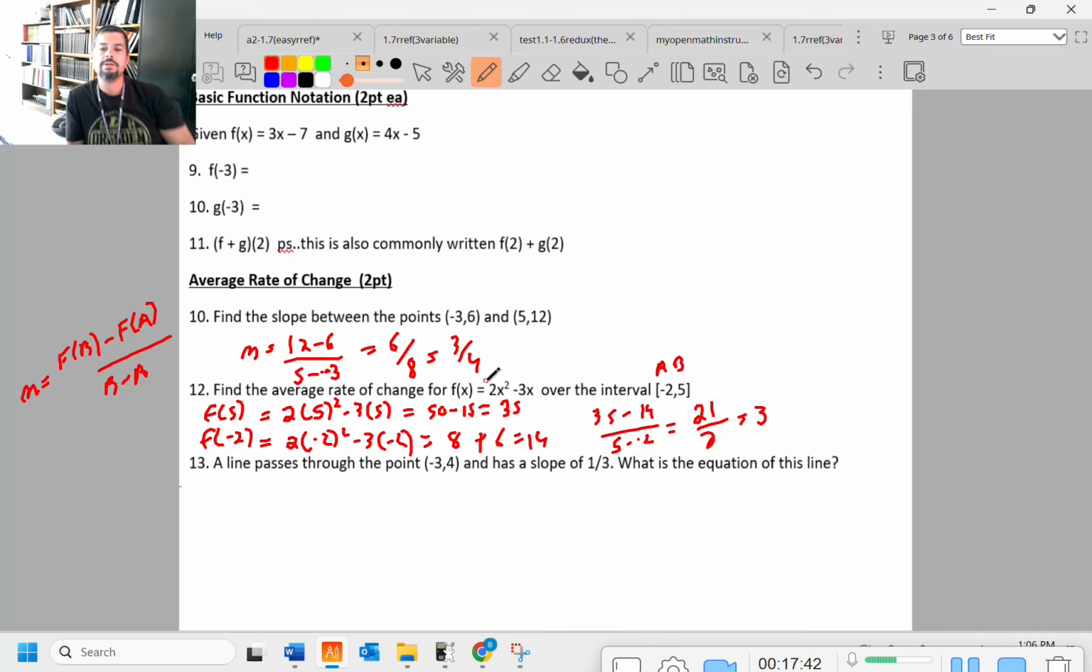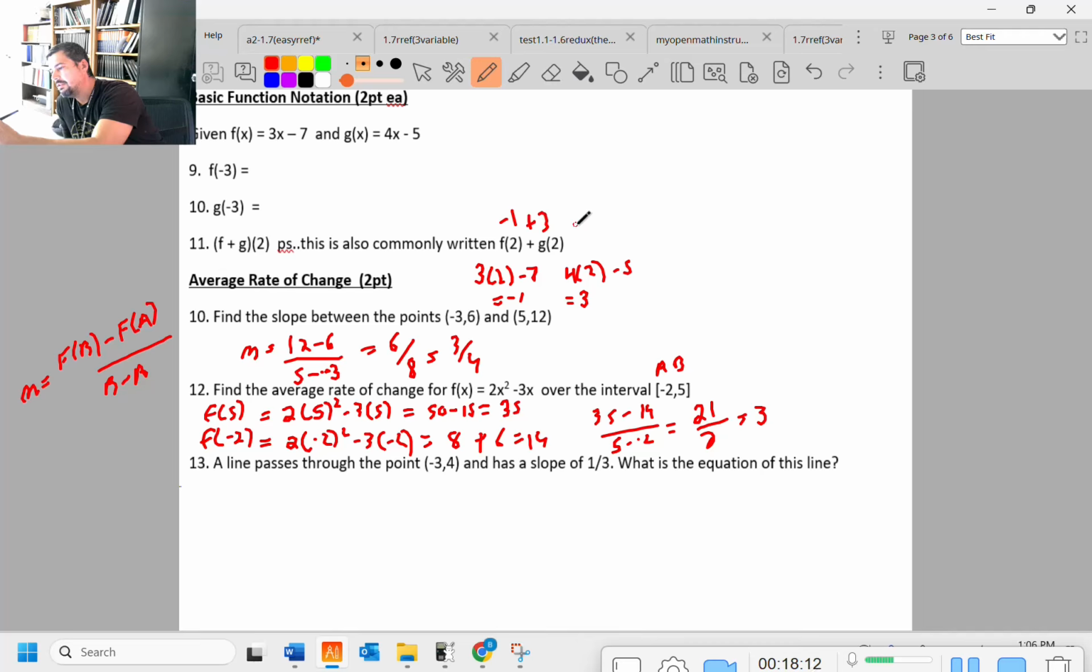Working backwards, on 11 you're supposed to find f plus g of 2. It's also commonly written as f of 2 plus g of 2. Which means you need to feed these things a 2. Like, what is f of 2? F of 2 is simply 3 times a 2 minus a 7. Well, that's 6 minus 7, which is negative 1. G of 2 is 4 times a 2, and I'm getting that by looking at function g, kids, which is 8 minus 5, which is 3. So this was negative 1. I'm supposed to add 3 to it, and I get, by God, ironically enough, 2.